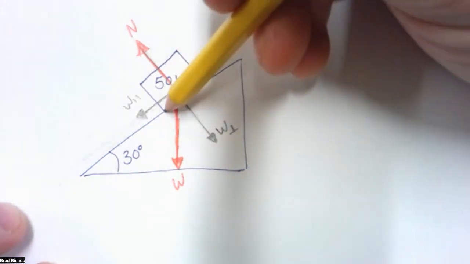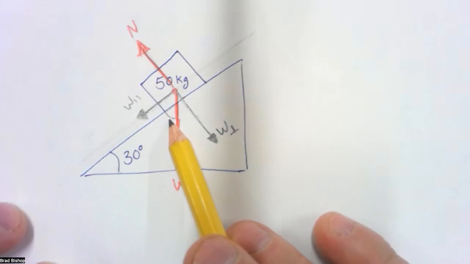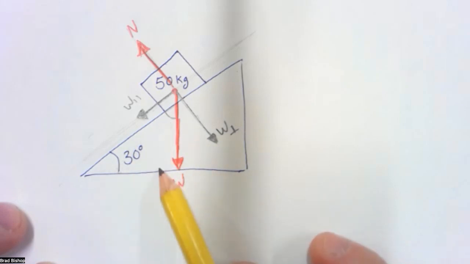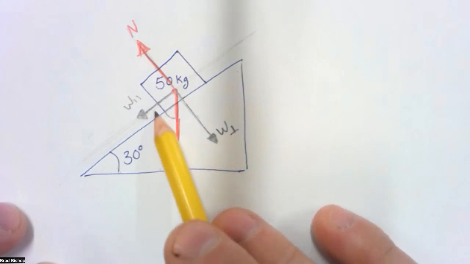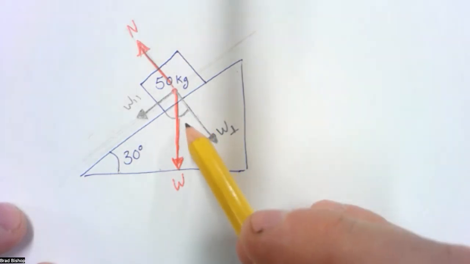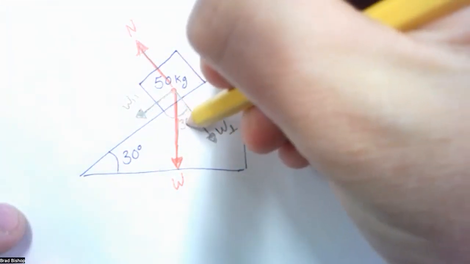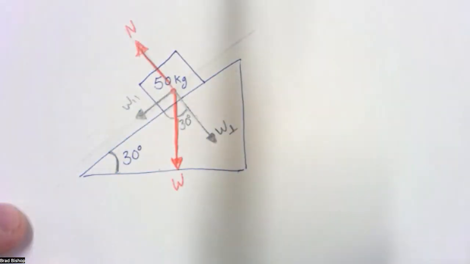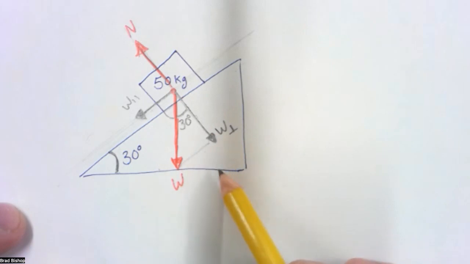if this is a 30-degree angle, we know what this angle is right here, right? This is a right triangle. So if this is 30 degrees, this angle must be 60, 30, 60, 90, right? And if this is 60 degrees, remember this forms a right triangle right here, or right angle, excuse me. So that means that this angle must also be 30 degrees. So this angle right here will always be the same as the angle of the incline. So we have a weight perpendicular pulling it down here, a weight parallel in this way.